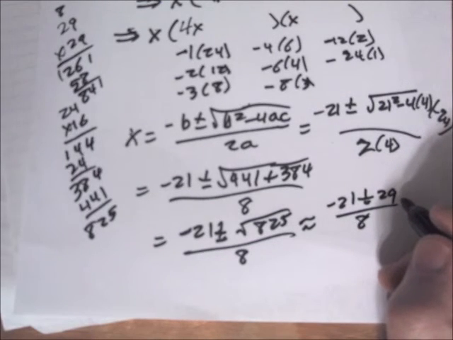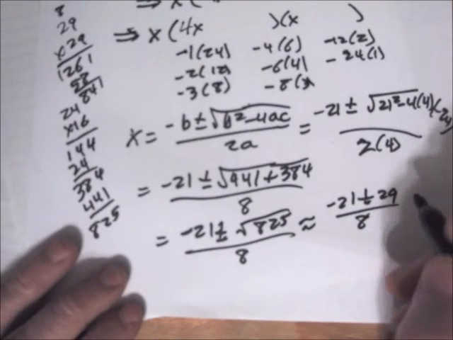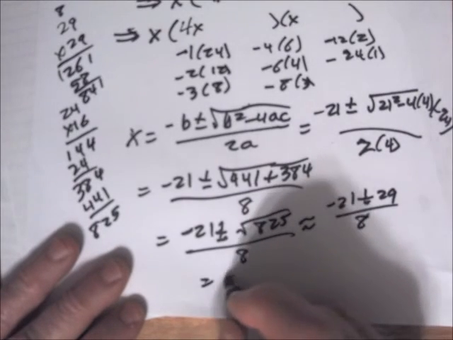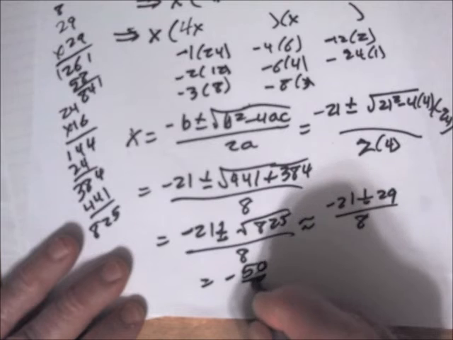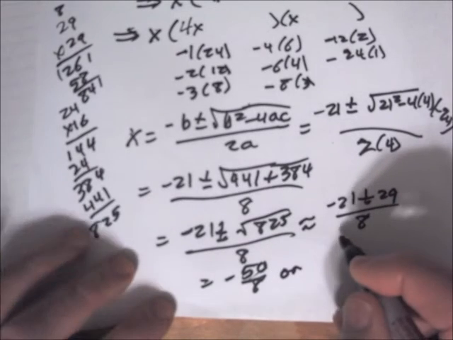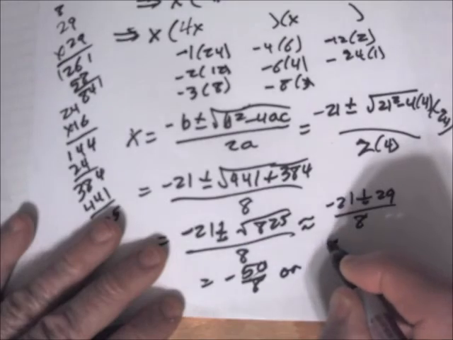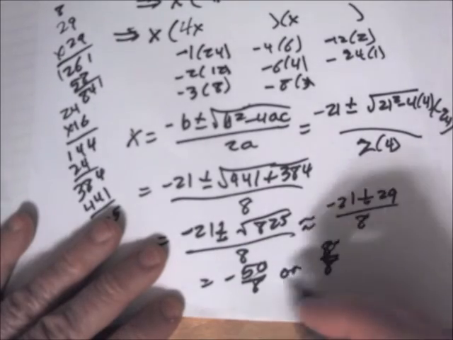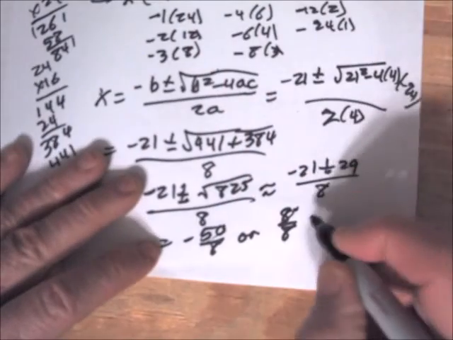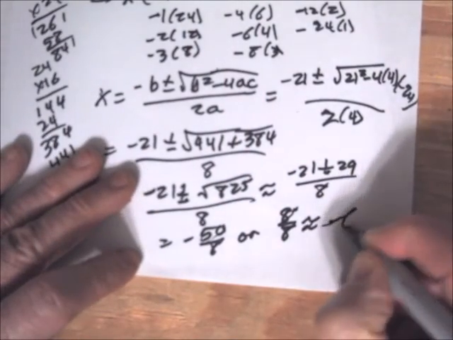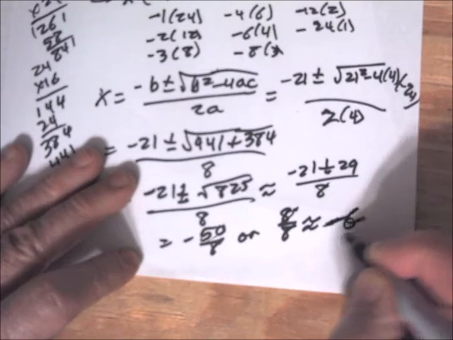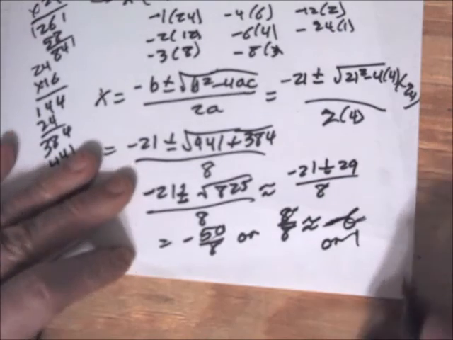Negative 21 minus 29 is negative 50, so negative 50 over 8. Or negative 21 plus 29 is 8, so 8 over 8. So this is approximately, 8 into 50 goes, well, 6 times 8 is 48, so approximately negative 6, or 1.